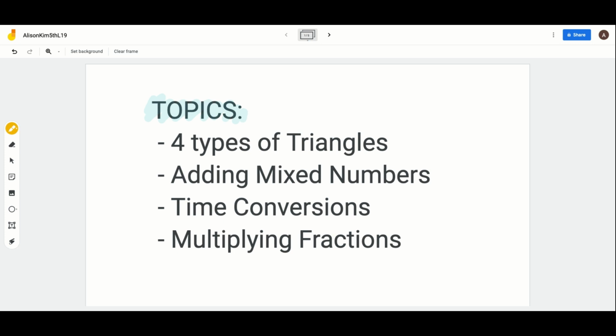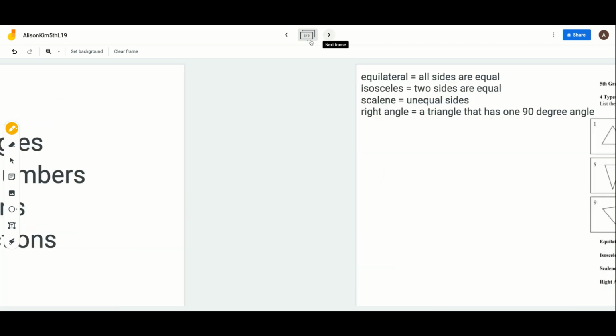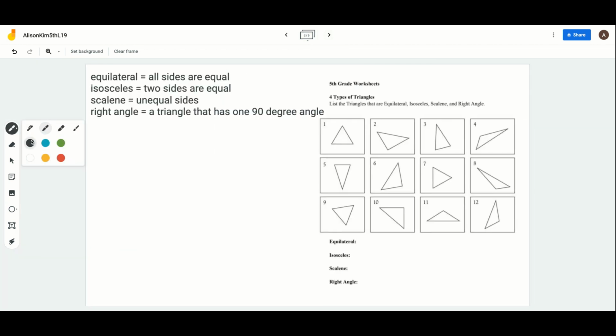Hi fifth graders, today we're going to learn about 4 types of triangles, adding mixed numbers, time conversions, and multiplying fractions. So let's get started. We're going to start off with the types of triangles. We're given equilateral, isosceles, scalene, and right triangle.